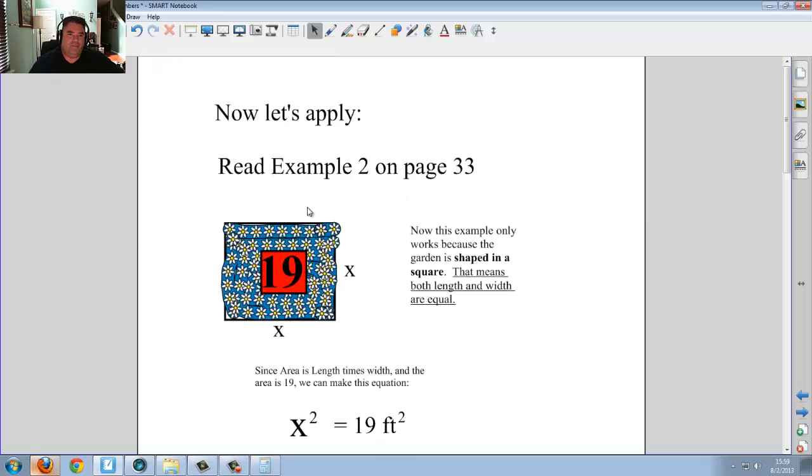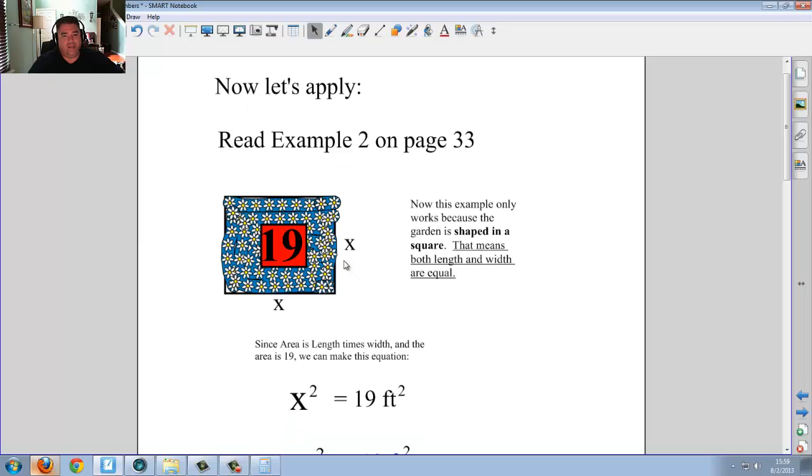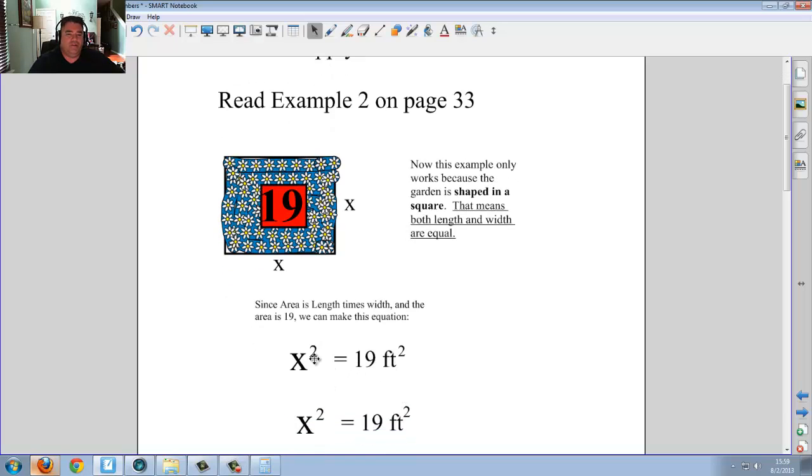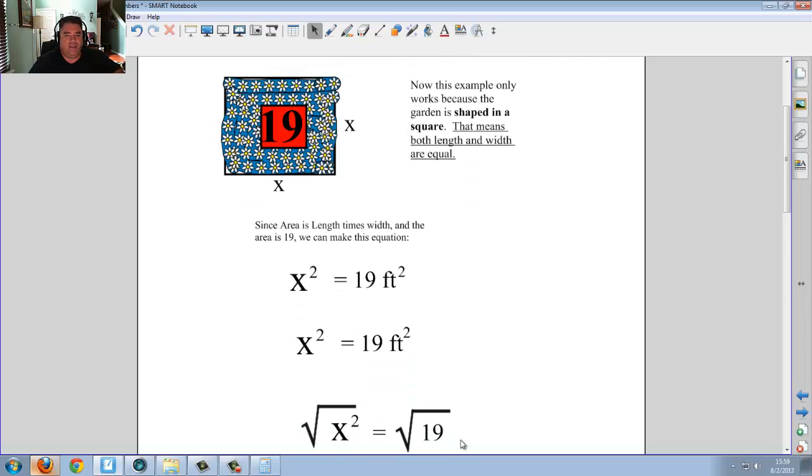Now let's apply this. If you have your book, page 33, example 2, it talks about a 19-square-foot garden. They want to know, if you want 19 square feet, how long to make each side. Why exactly would you want 19 square feet? I'm not so certain, but that's what they want. That means they want the length and width equal because they want a square. So x times x, whatever that x might be, has to equal 19. What you do is x squared equals 19 square feet, but don't worry about that square. Just think of x squared equals 19.